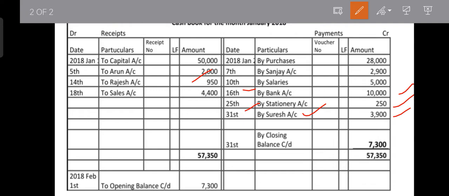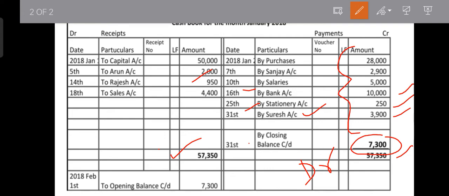We may have some balance, so what we need to do is find the total under the receipt side, that is here 57,350. Write the same under the credit side, that is 57,350. From that total you are going to deduct all these items, minus 28,000, minus 2,900, minus 5,000, minus 10,000, minus 250, and minus 3,900. You will get the balance 7,300. So this is a debit balance. Okay, cash book always shows a debit balance.